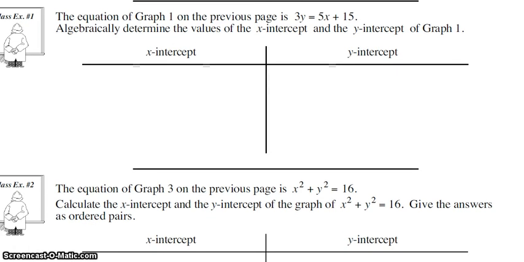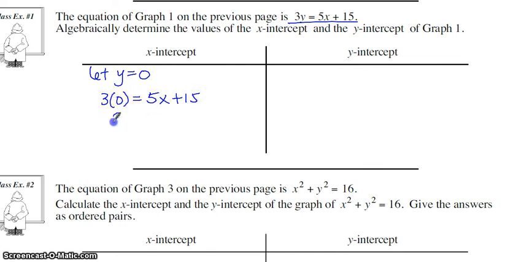Look at this equation: 3y equals 5x plus 15. Algebraically determine the values of the x and y-intercept. To determine the x-intercept, remember what we say? We say let y be 0. So look at this equation, let y be 0, and then solve for x. You find out when y is 0, what will be the value for x?